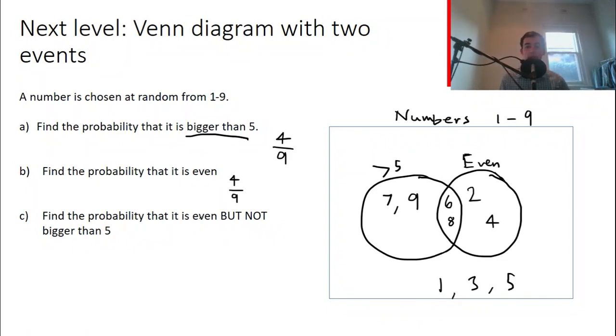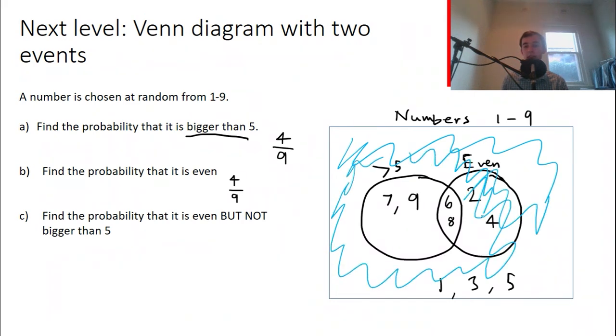Now, the real benefit of drawing these circles, drawing this Venn diagram, is that you can answer these trickier questions, which are, for example, find the probability that it's even, but not bigger than 5. Okay, now which are the numbers that are not bigger than 5? That would be all the numbers outside of this circle.